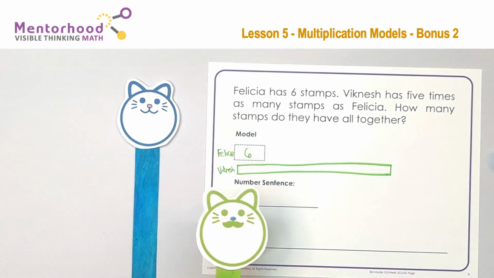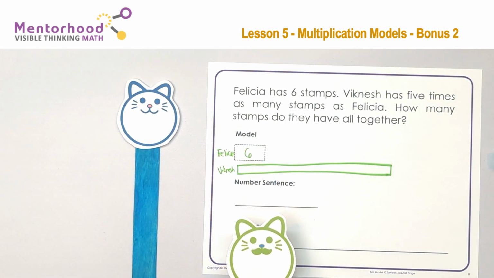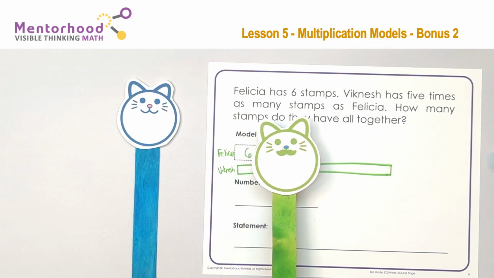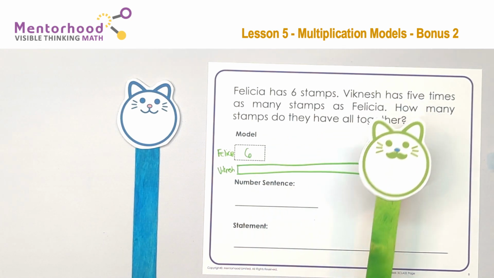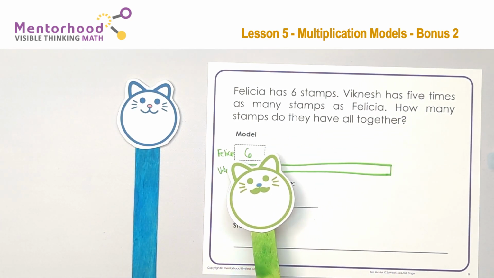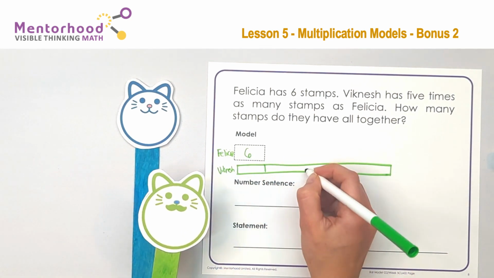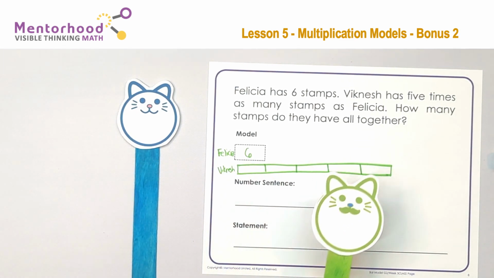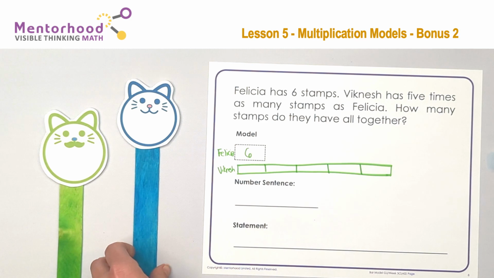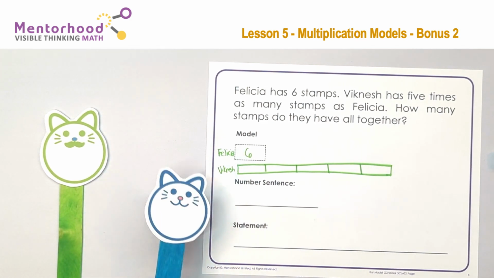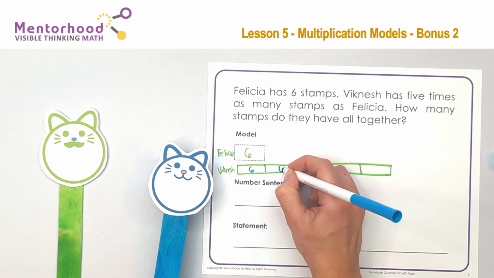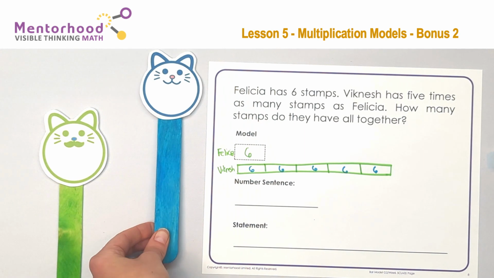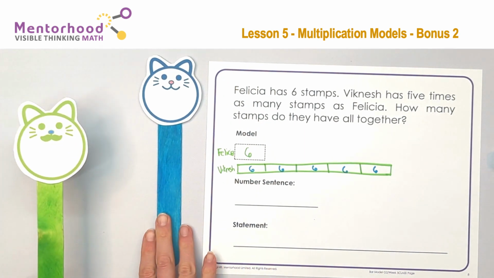Now, how many sections the same size as Felicia do I need to divide Vignesh's box into? Vignesh has how many times as many stamps? 5 times as many. So I'm going to make 5 little Felicia size boxes. 1, 2, 3, 4, 5. And each one has 6. All right. 6, 6, 6, 6, and 6. Awesome! That's right, Matthew, you beat me to it.